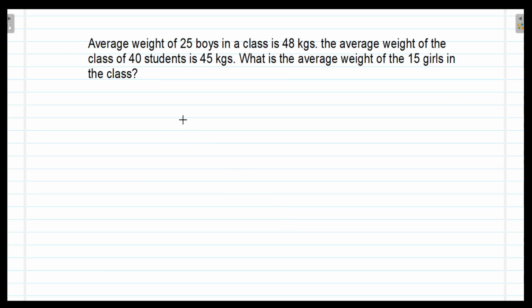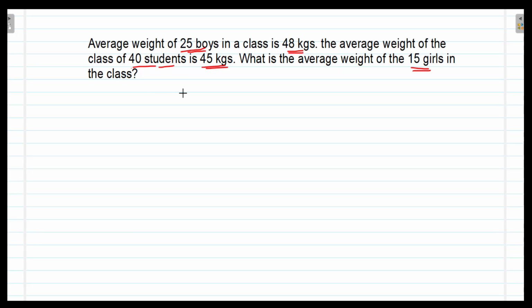Friends, here is a question on the screen. Average weight of 25 boys in a class is 48 kilograms. The average weight of the class of 40 students is 45 kilograms. What is the average weight of 15 girls in the class?